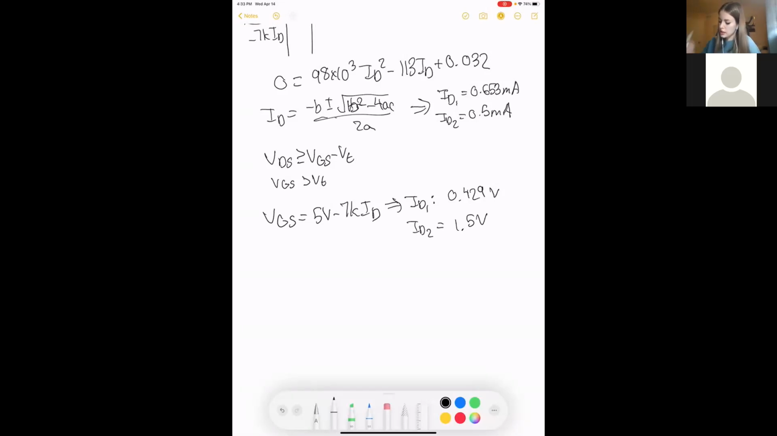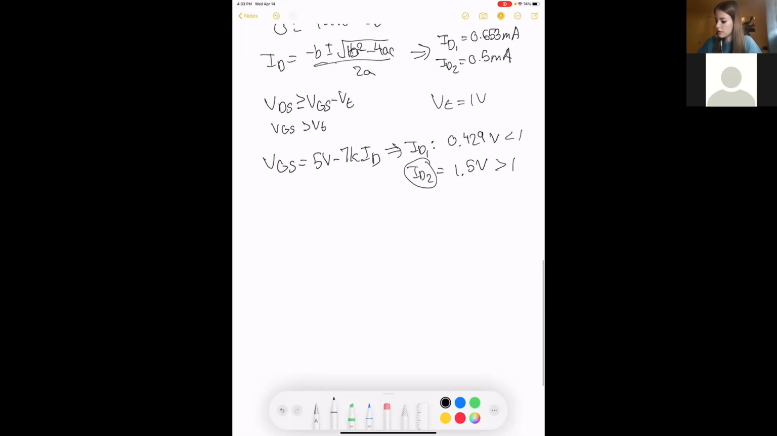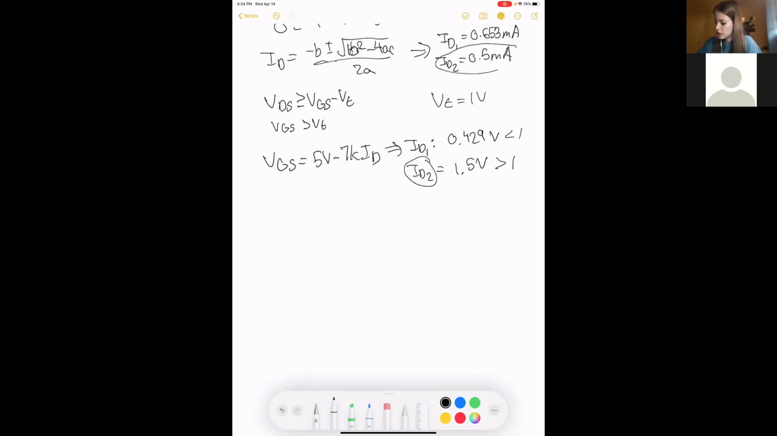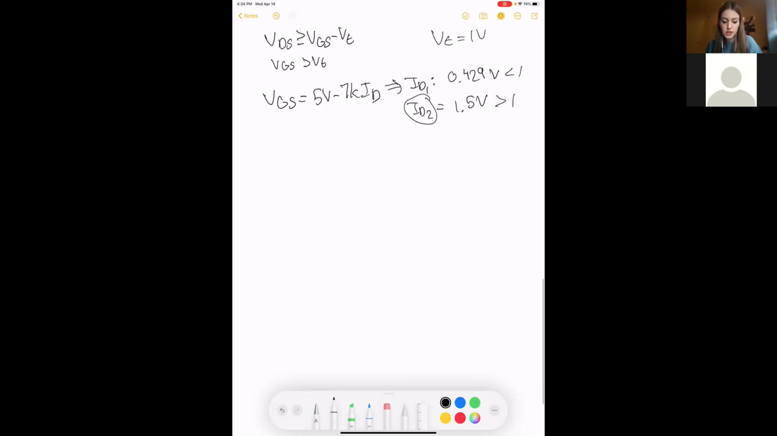So we can see that this is the ID we want because we need it to be greater than VT. VT, as we remember, is 1 volt. So this is less than 1 and this is greater than 1. So ID 2, so ID is equal to 0.5 milliamps is the one we're going to be going with, because that puts our MOSFETs in saturation.